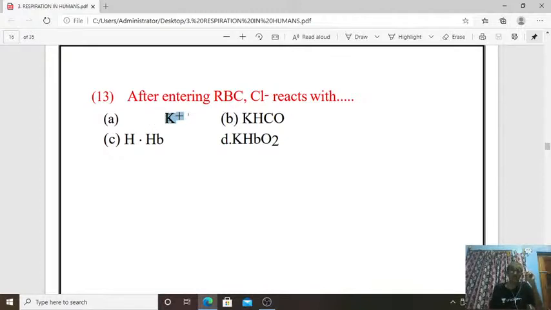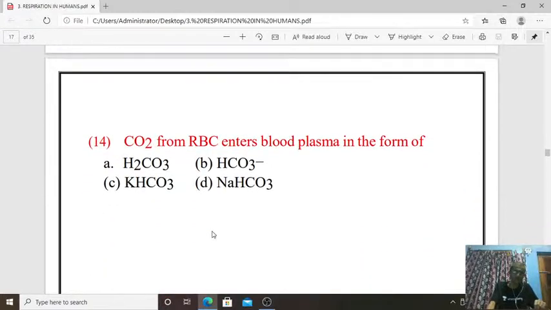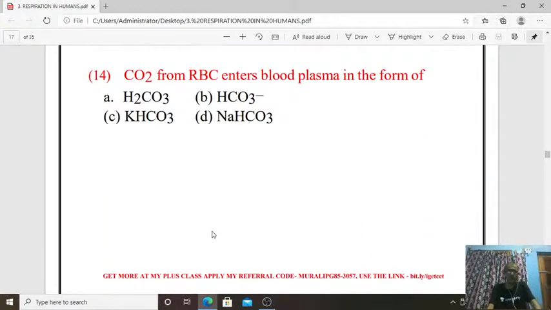So answer is A for 13th one. Next, 14th question. Carbon dioxide from RBC enters blood plasma in the form of what? It is HCO3 minus, bicarbonate ion. Okay.